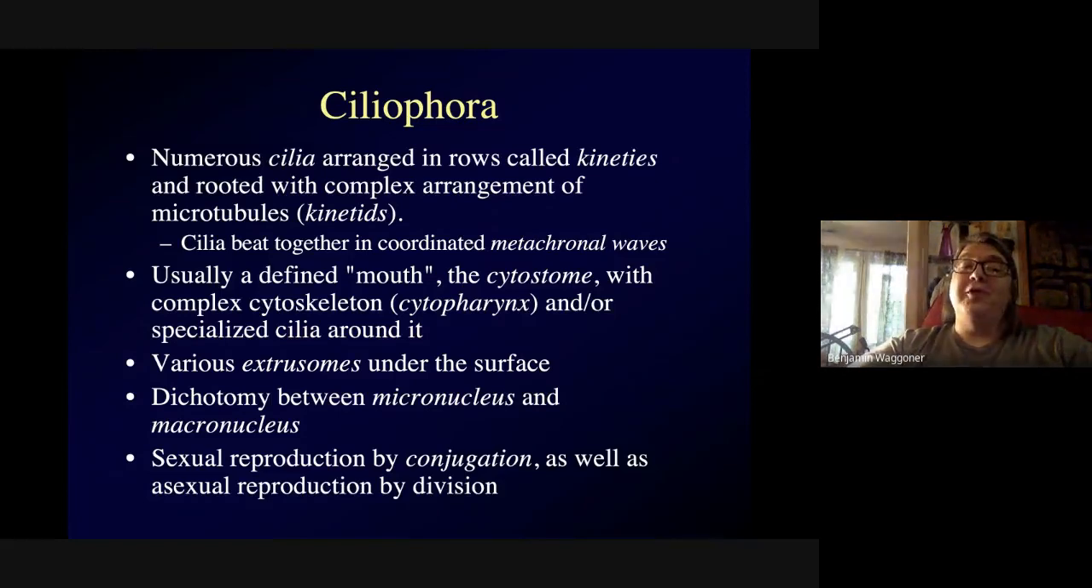Ciliates also reproduce by asexual division, but they can't reproduce asexually indefinitely. Typically, after maybe 100 generations, a lineage of ciliates is going to start getting smaller and weaker and eventually die out if it can't find ciliates of the opposite mating type to conjugate with.